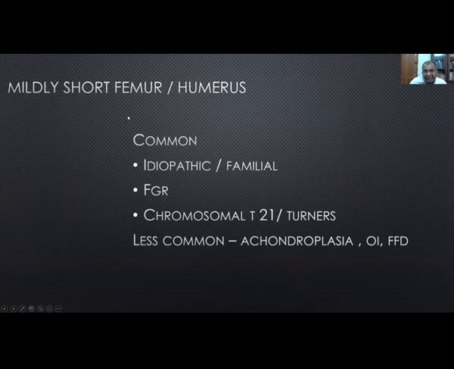So if you have an isolated mildly short femur, it is most likely familial or idiopathic. It can be a marker for early FGR. HC, head circumference, and AC can still be normal. Of course, Down syndrome has an increased association with short femur and humerus, and of course, Turner's too.